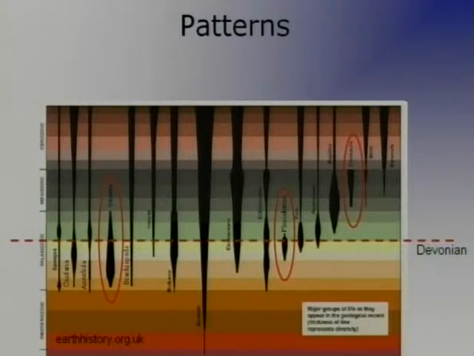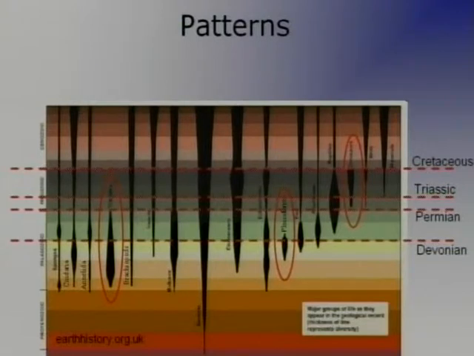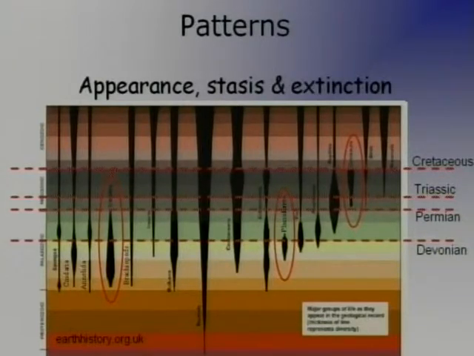The first one was in the Devonian period. The second one was at the end of the Permian, which wiped out the rest of the trilobites, finished off the trilobites. There's another mass extinction in the Triassic, early on in the Mesozoic era, and another major extinction event in the Cretaceous, which wiped out the dinosaurs. So what we're seeing actually is a pattern of appearance, and then stasis, where things pretty much continue as they were for a while, and then extinction. And that's what you find in the fossil record.